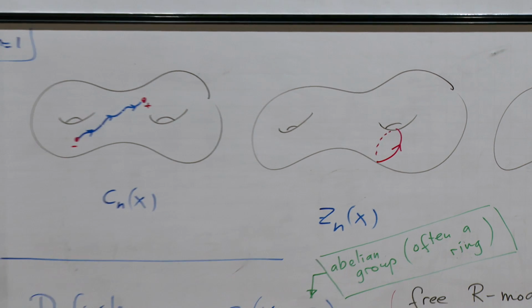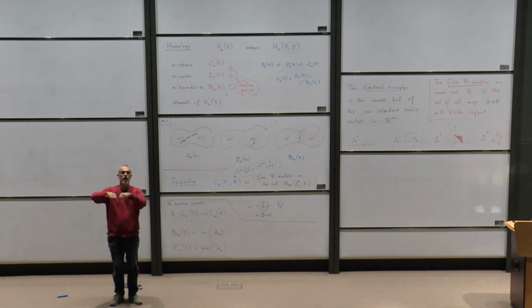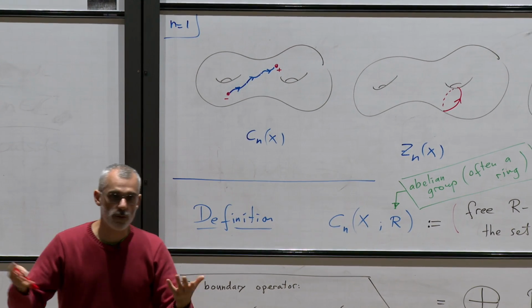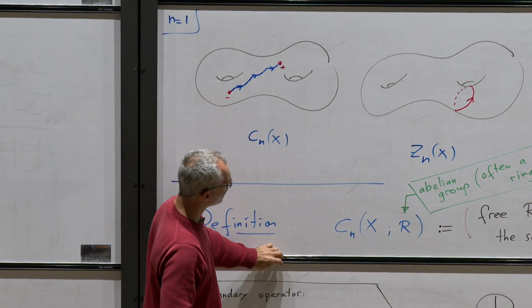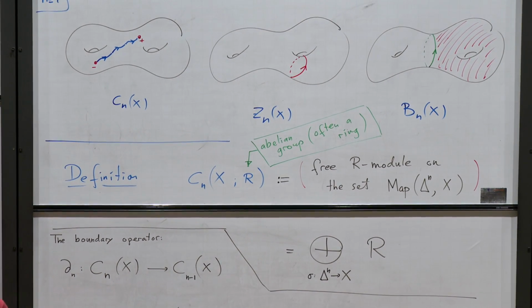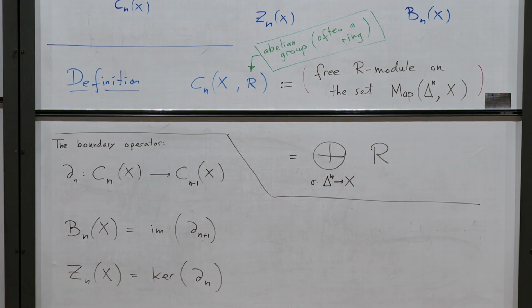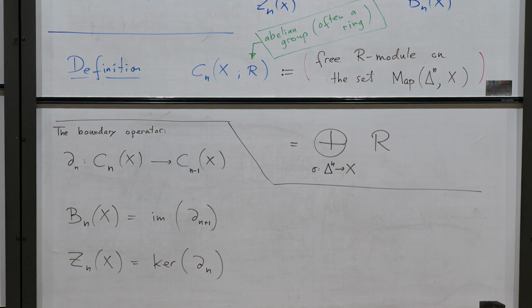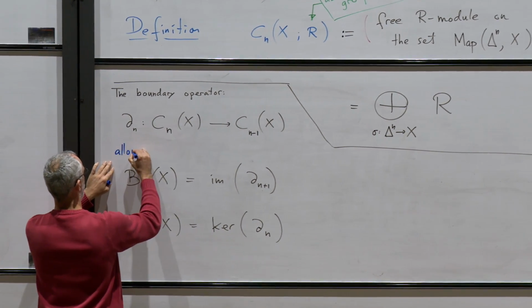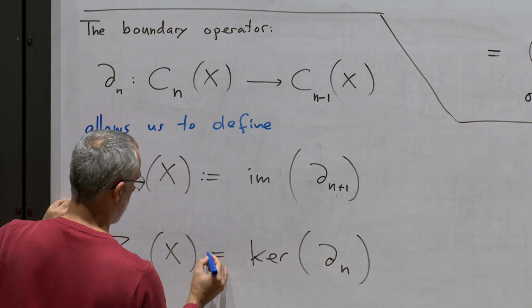I have a path. It's just a chain, it's not a cycle. If the beginning point and end point of that path agree, then I want that to become a cycle. So I want this and that to cancel. They better have opposite signs, otherwise they won't cancel. If you take R to be the ring Z mod 2, then you don't need to worry about signs, and the whole story becomes a little bit simpler. But we want it to work in general, so we have to worry about the signs. The boundary operator allows us to define this and that.